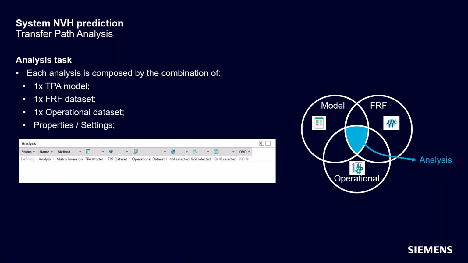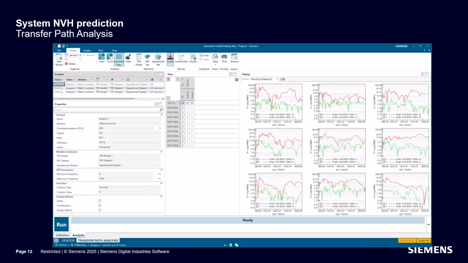Now you noticed I had operational with bar, operational without bar, background with bar, background without bar, and then I had FRFs of both with and without the bar. So I've got a bunch of different combinations. I can create those different analyses all using the same TPA model, but different FRF and operational set combinations. And I'll show you that in the software here.